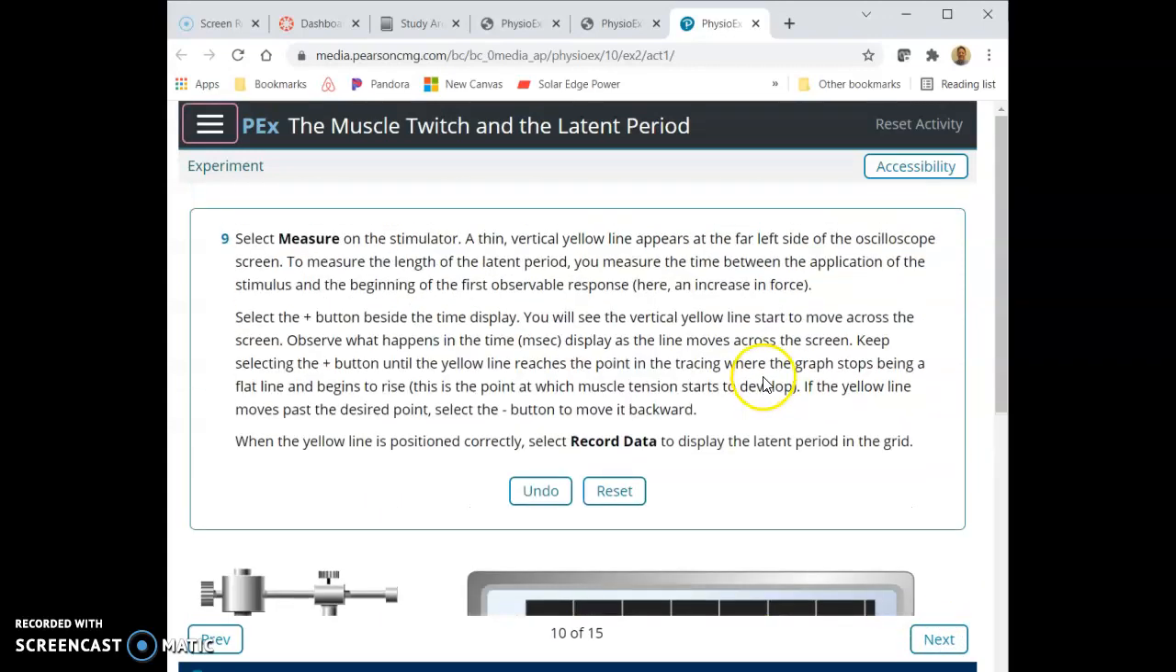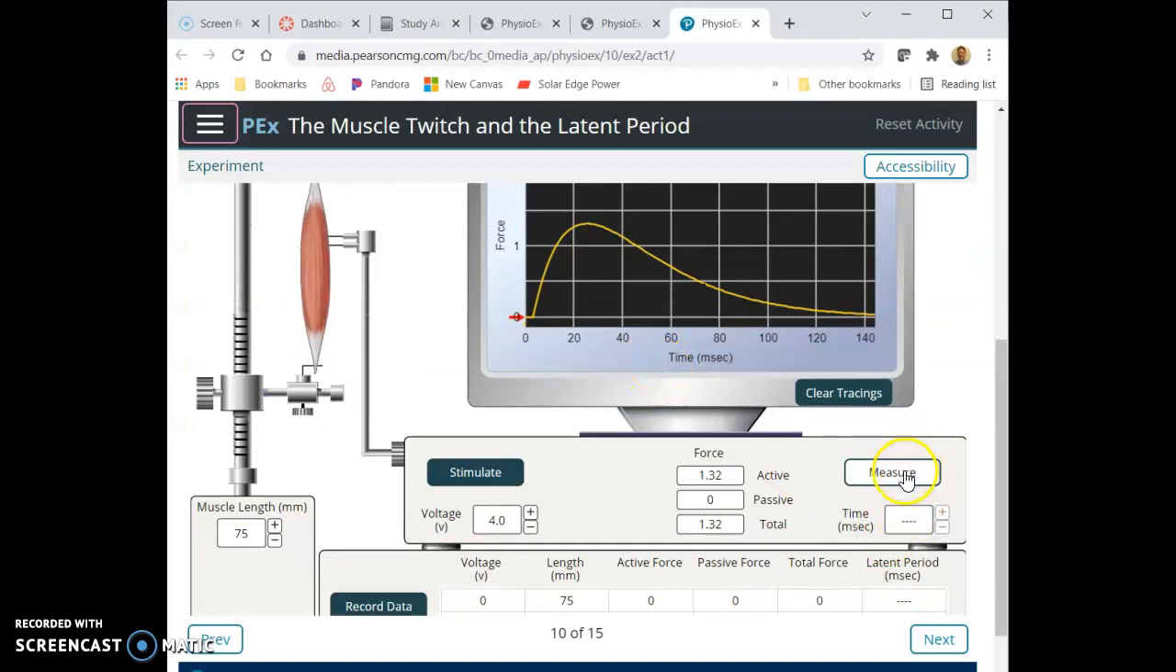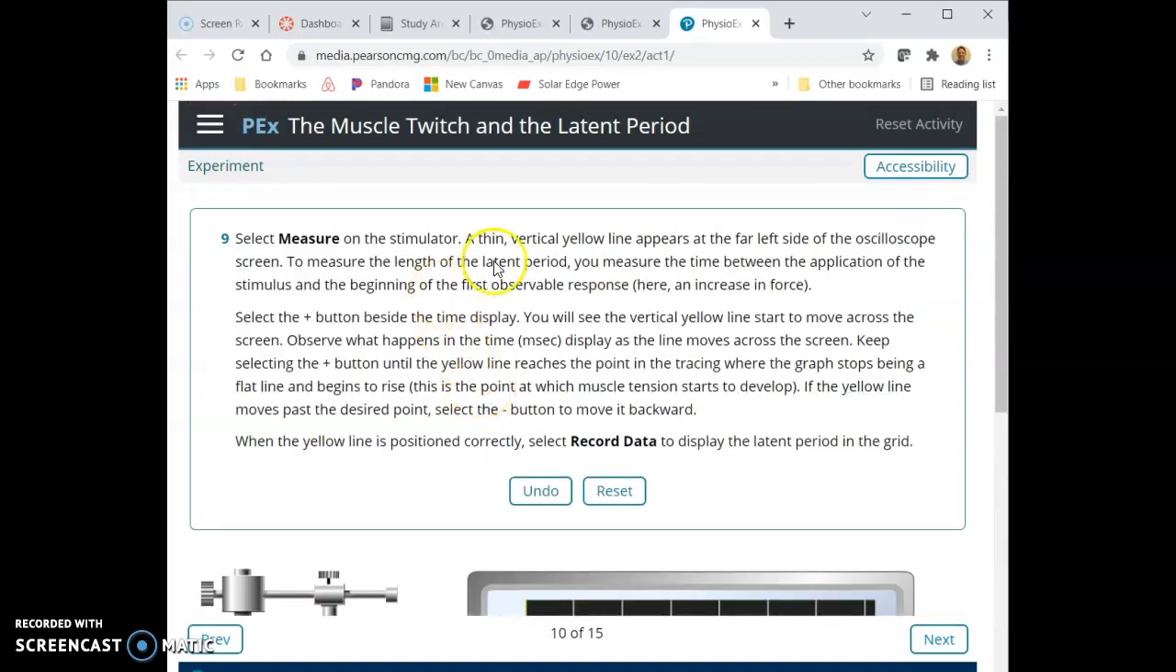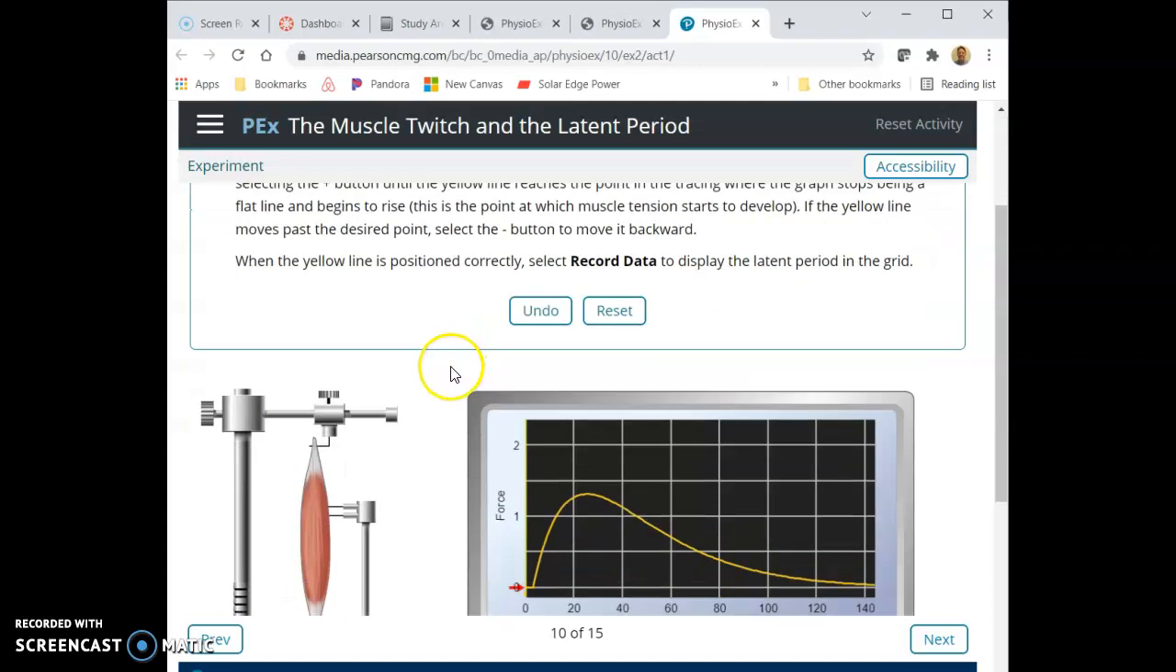And this is the one that people missed. So it's number 9 here. Select measure on the stimulator. So there's measure. And then it says a thin vertical yellow line appears on the far left. To measure the length of the latent period, you measure the time between the application of the stimulus and the beginning of the first observable response. That's when the line starts to go up, an increase in force.